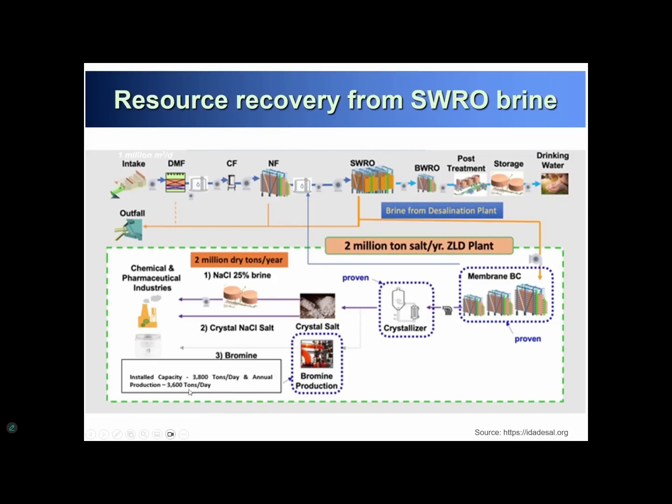3,600 tons. So if you go back to the slide, price versus your concentration, 1 ton of bromine was almost $10. So every day you produce $36,000 of bromine value from 1 million cubic meters per day of seawater desalination. So bromine produces around $36,000. Also, you have sodium chloride. Here it is 25%, and then crystal.